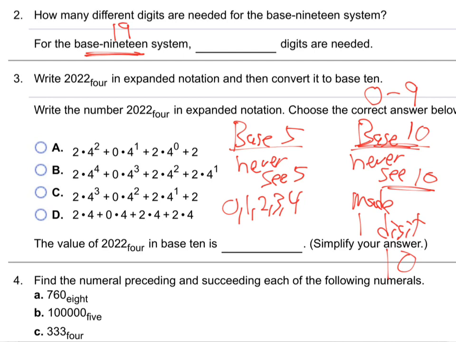So in base 19, 19 different digits. They would have to use half of the alphabet, A, B, C. We're not going to actually make numbers in base 19. But if we did, we would need 19 different symbols all in one place, is the point of that question.